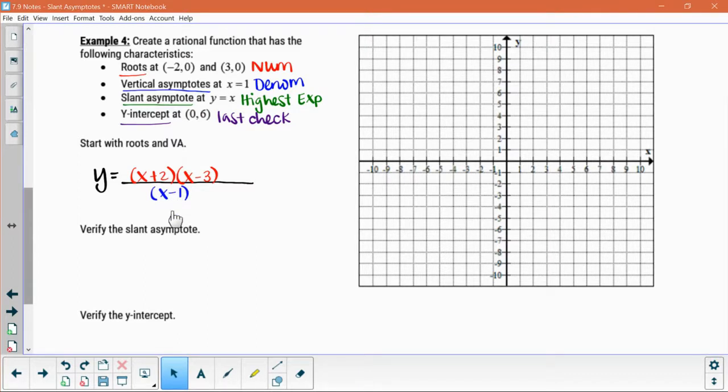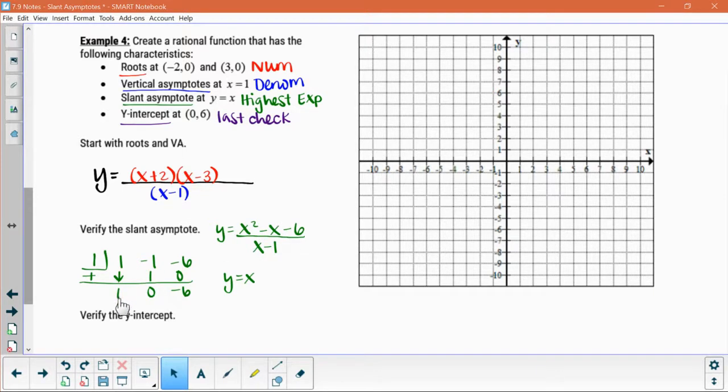And to verify my slant asymptote, I do have to deal with this in standard form. Typically, for problems like these, we usually tell you to leave it in factored form, but if you are given a slant one, you do want to verify that it works out. So I went ahead and multiplied my numerator to give me x squared minus x minus 6 over x minus 1. Did some synthetic division. X minus 1 gives me a positive 1 in the box. My coefficients are 1, -1, -6.